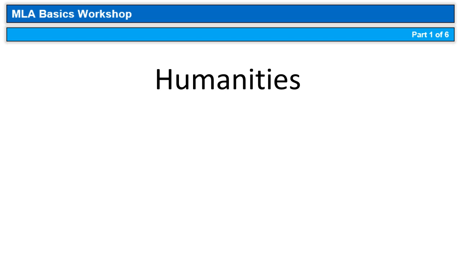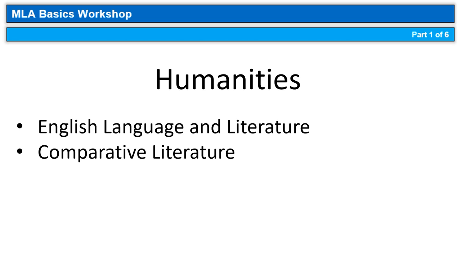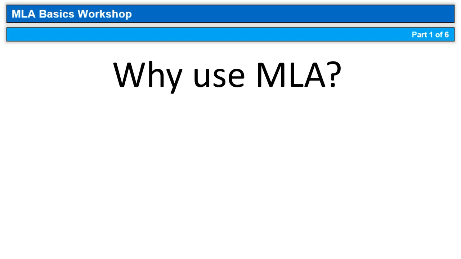MLA is used in the humanities such as English language and literature, comparative literature, cultural studies, and foreign languages, to name a few. And now for the why of MLA format. Let's look at 4 reasons for using it. First, using it helps prevent plagiarism. Being conscious of your sources as you integrate them into your writing and cite them on the Works Cited page can help you to reduce the possibility of not crediting your sources, and MLA provides a uniform means for this.